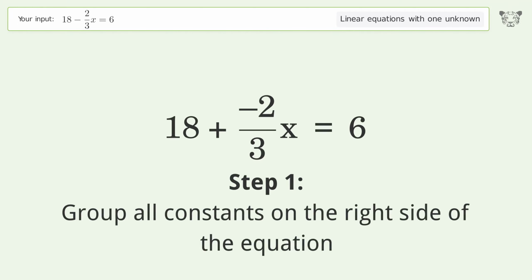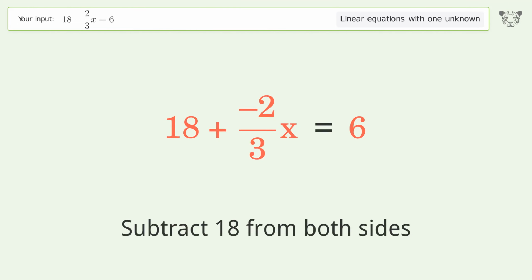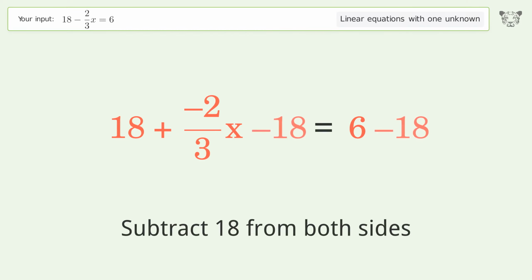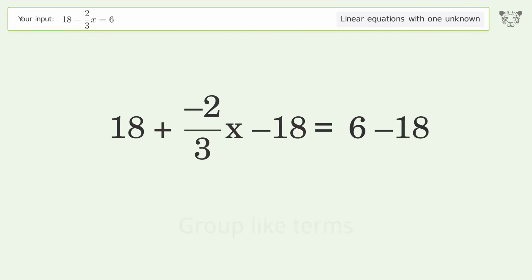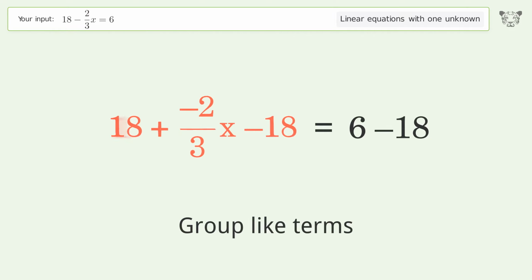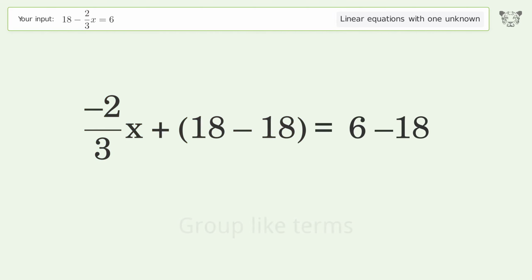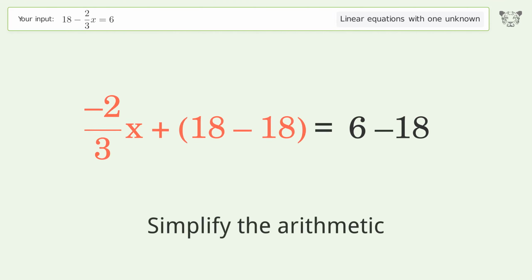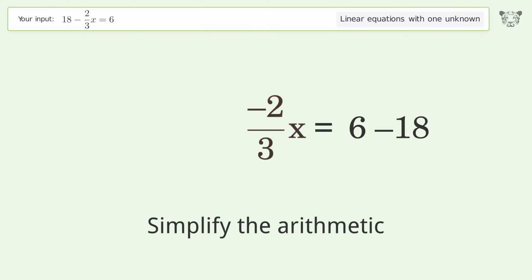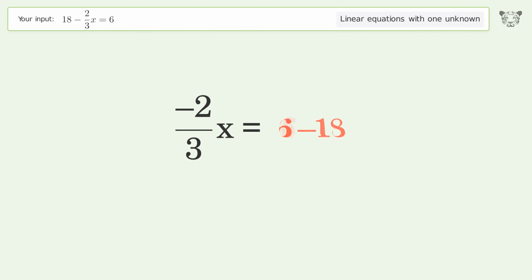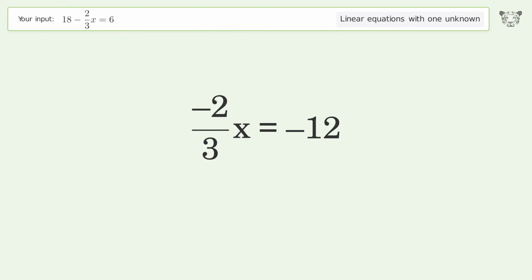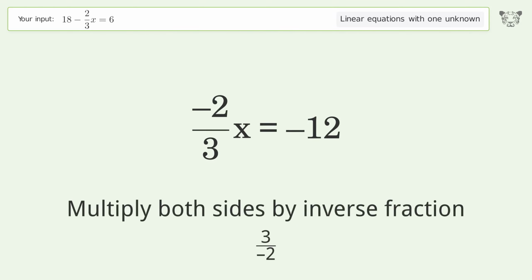Group all constants on the right side of the equation. Subtract 18 from both sides. Group like terms. Simplify the arithmetic. Isolate the x. Multiply both sides by inverse fraction 3 over -2.